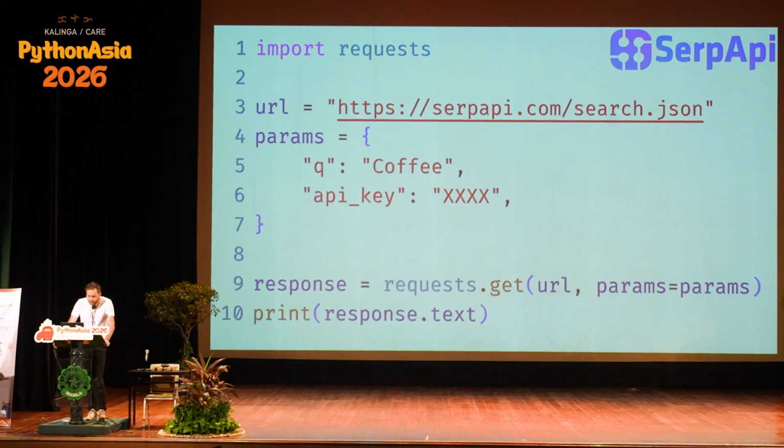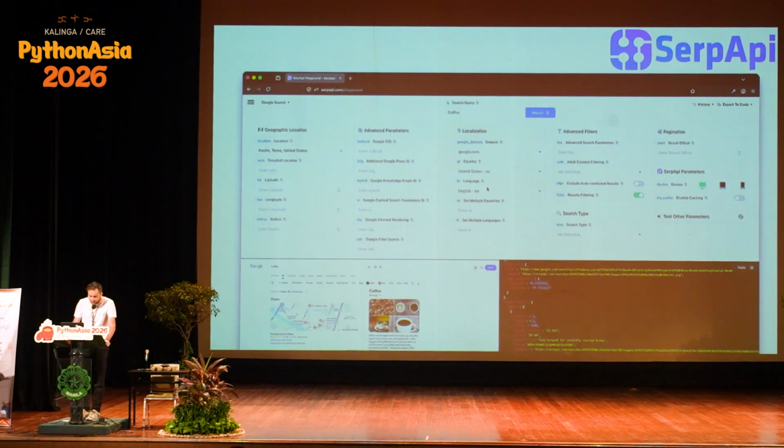So at its core, this is basically our service. It's very, very simple. You send us an HTTP request with your query, and we respond with JSON. This is a valid search right here. However, most people do want to pass in a few more search parameters. So we have this very neat tool on our website.